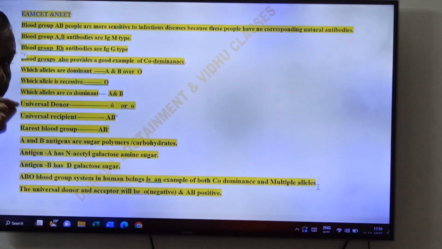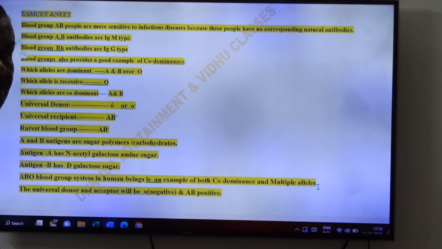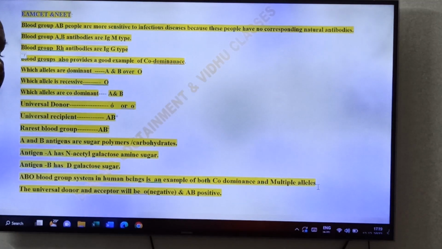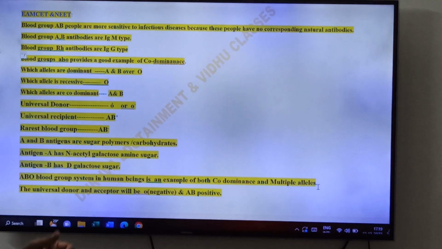Universal donor is O negative friends. Universal recipient, AB positive is the universal recipient. Rarest blood group is AB negative friends.